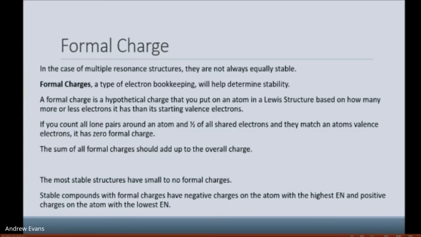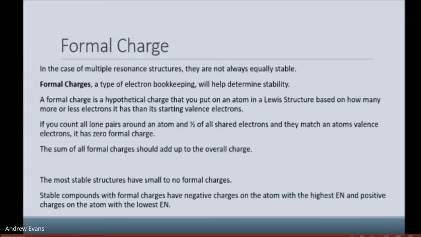If you have a formal charge of -1 and +1, it would match a chargeless structure. But generally speaking, the most stable structures, if there's more than one possibility, will have the lowest formal charges, or no formal charge at all if you have an option.